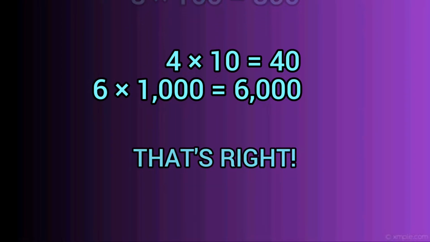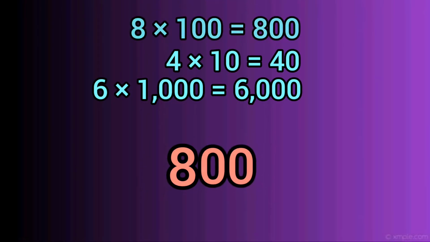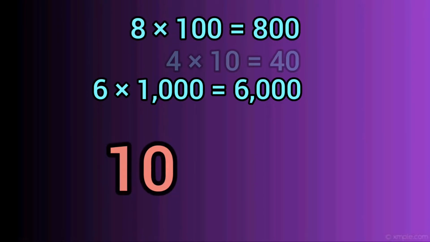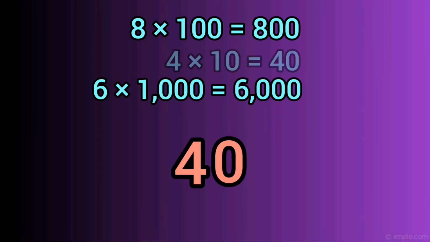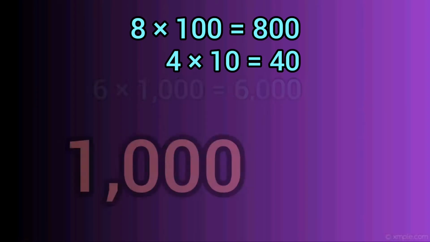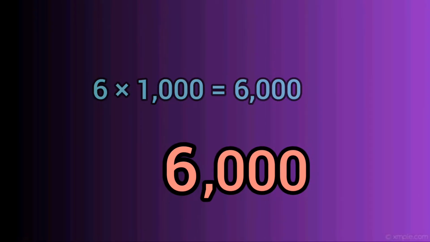That's right. In the first problem, 100 adds 2 zeros, so keep 8 and 2 zeros, which becomes 800. In the second one, 10 has only 1 zero, so keep 4 and put 1 zero, which becomes 40. Finally, in the third problem, 1000 has 3 zeros, so keep 6 and 3 zeros, it becomes 6000.